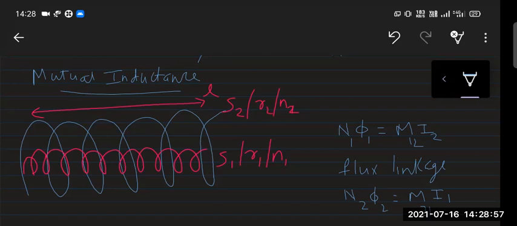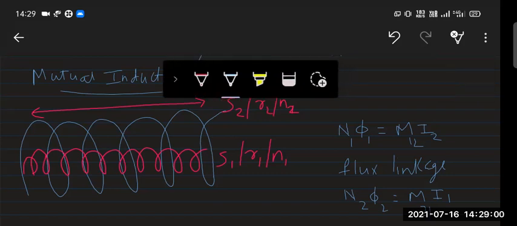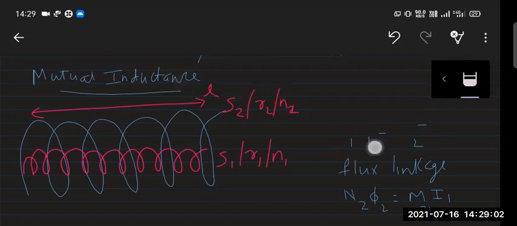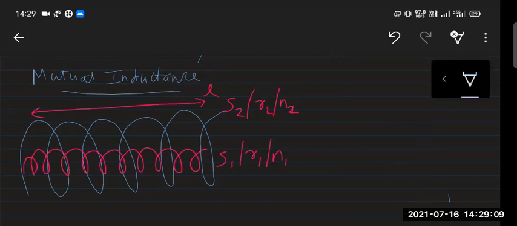Let's take a simple example and understand it. You allow current to pass through the outer coil, that means the blue coil, the larger coil. So current I2 is passing through the outer coil, and flux will be linked in the first coil, the inner coil. So N phi 1 is equal to M12 into I2.